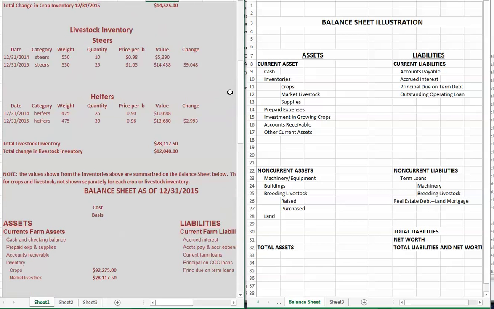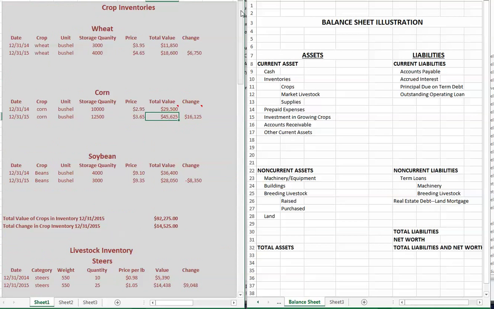And we're going to have some market steers and market heifers also that are on the farm or ranch at the end of the year. In other words, they haven't been sold, but they have been raised to be sold. On the balance sheet illustration on the right, we're going to be highlighting here inventories for crops and market livestock. Okay, so what would go in the values in those two cells right there for the balance sheet? And it comes directly from the chart of accounts.